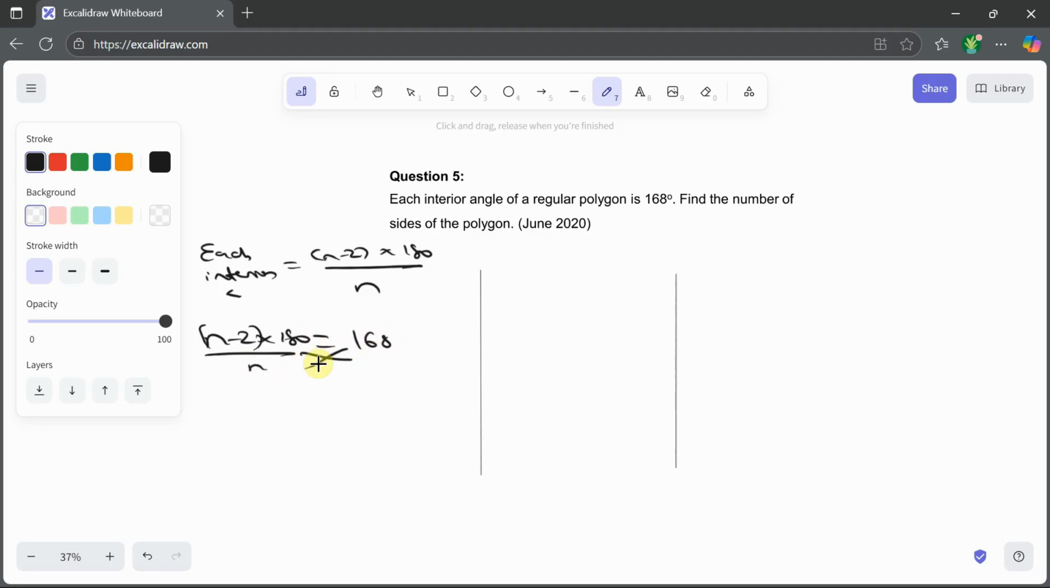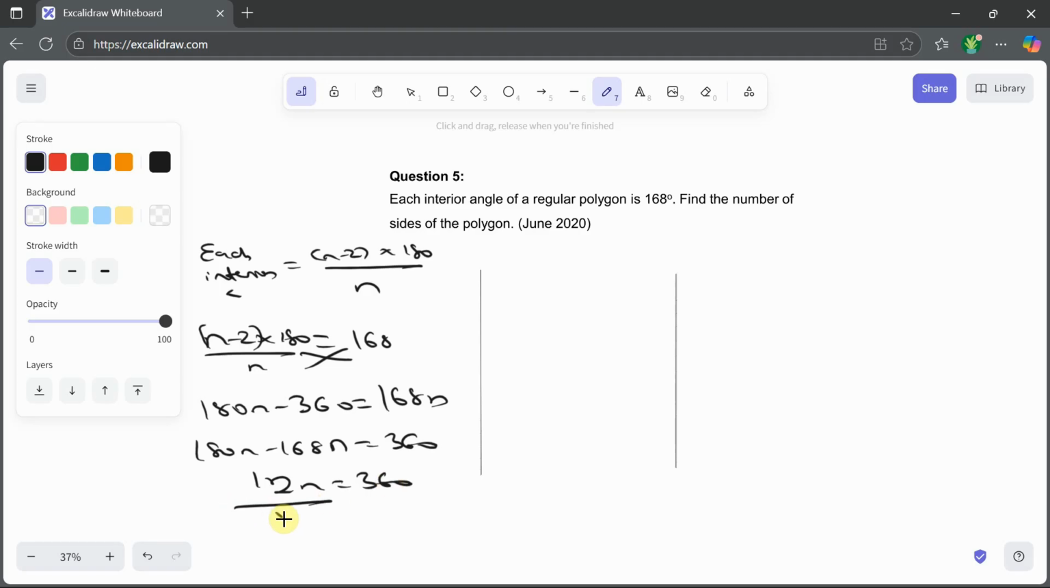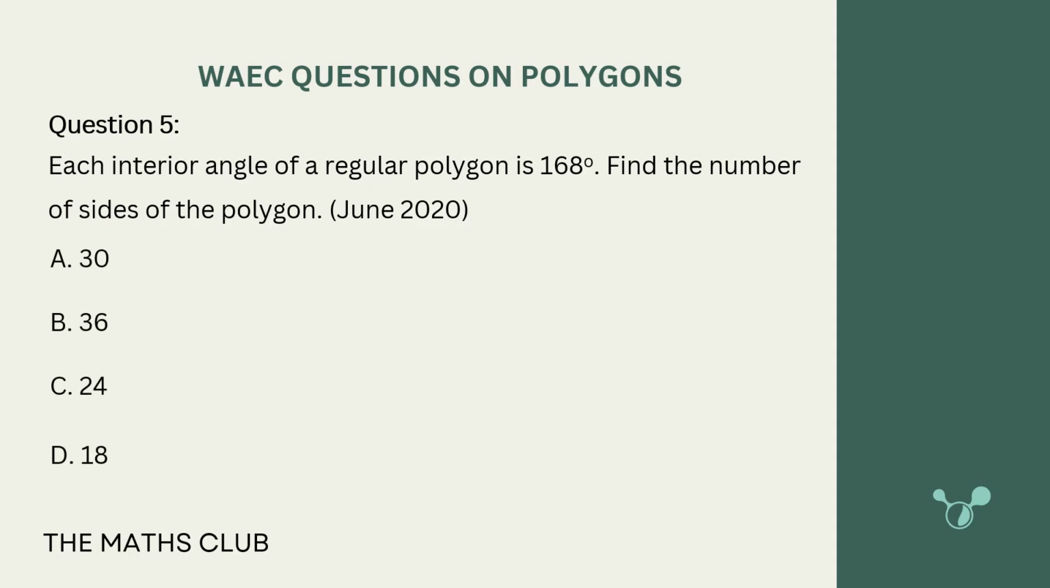So if I cross multiply, that will give me 180n minus 360 is equal to 168n. So let's collect like terms. 180n minus 168n is equal to 360. If you subtract 168 from 180, you have 12. So 12n is equal to 360. And if I divide both sides by 12, my n is equal to 30. That's a very large polygon. But let's see if we're correct. That would be option A. Great. That's a very large polygon.